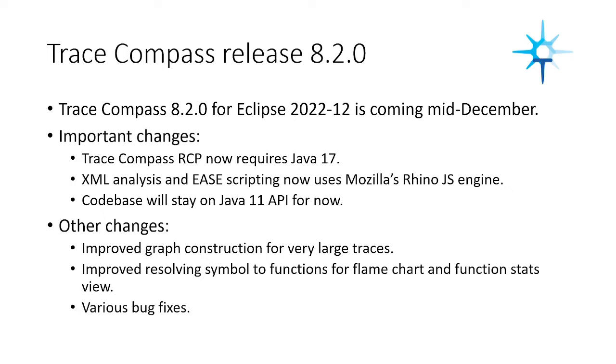With this release, we also improved various aspects of the application. First of all, we improved the graph construction for very large traces, so that users will no longer get the out-of-memory error while building such traces. We also improved the resolving of symbols to functions for flame charts and function statistic view, so that the Trace Compass UI remains responsive during this whole process. In addition, we also made various bug fixes as well.